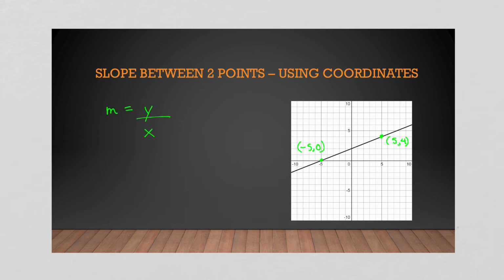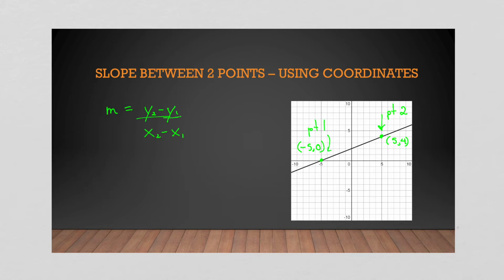So we get this equation, y2 minus y1 over x2 minus x1. And before you get all freaked out, all the 1's and 2's mean are 0.1 and 0.2. So we would say that this would be our point 2, and this would be our point 1.